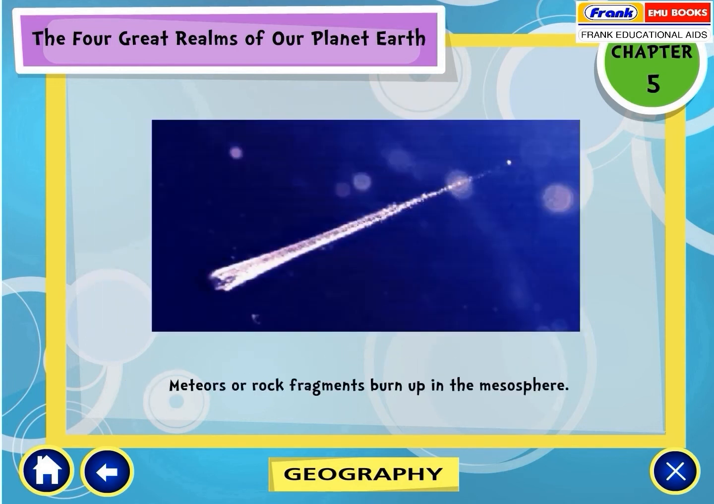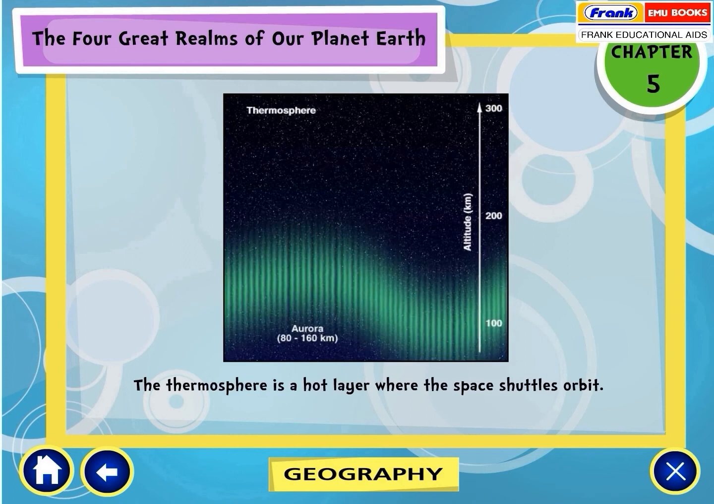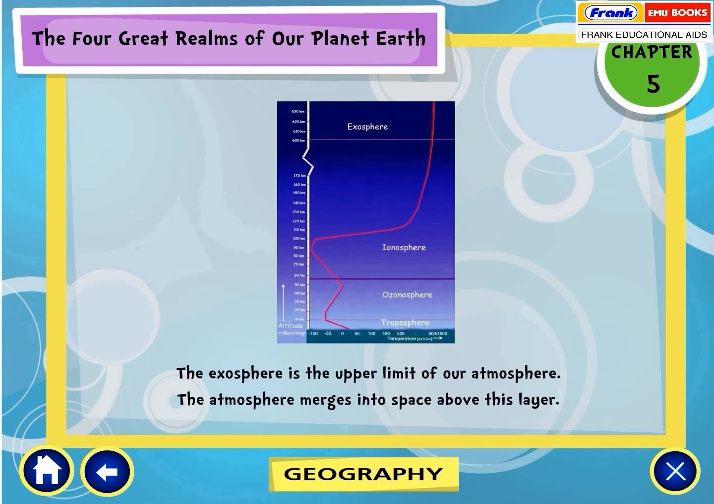Meteors or rock fragments burn up in the mesosphere. The thermosphere is a hot layer where the space shuttles orbit. The exosphere is the upper limit of our atmosphere. The atmosphere merges into space above this layer.